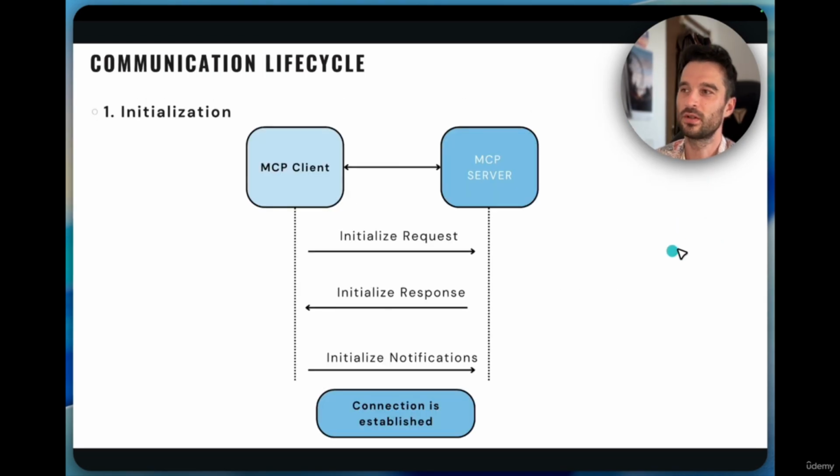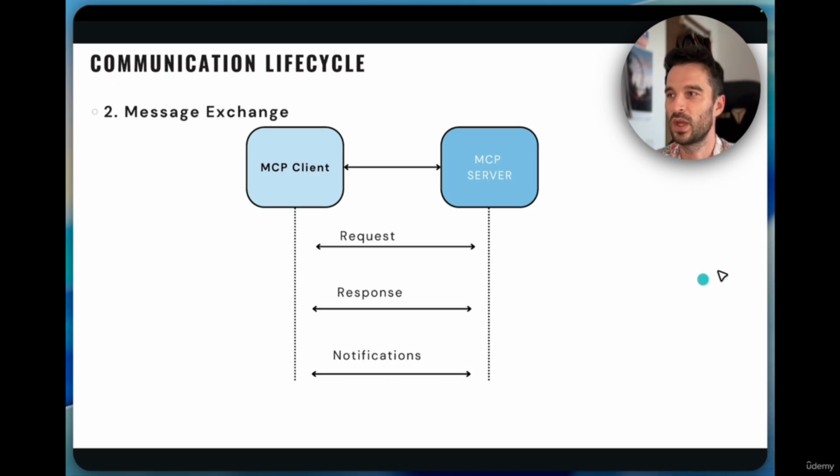Great, now let's have a look here at the communication lifecycle. In the first part, we have the initialization. The MCP client sends an initialize request, the server responds to that with a response, and finally the client acknowledges by sending a notification, and then the connection is established.